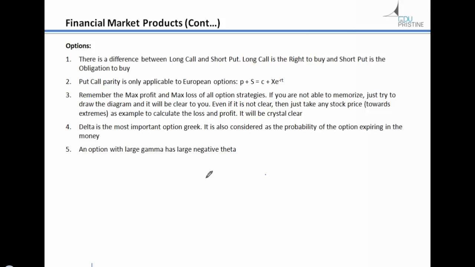Delta is the most important option Greek. It is also considered as the probability of the option expiring in the money. A basic understanding of this: it is the change in call option price upon the change in the stock price. This is how delta is calculated. You need to keep this point in your mind. A lot of questions directly or indirectly will be tested, and if you understand the formula for delta, you'll be easily able to solve many of the questions. An option with large gamma has negative theta. Take this point, it is important.